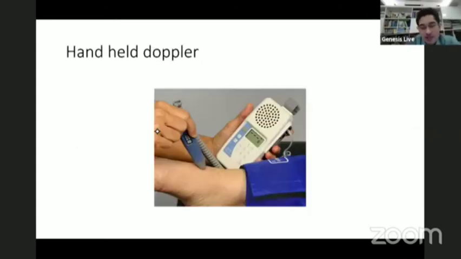Now, investigations, what do we do? Most important, if you're a vascular surgeon and you do a vascular examination, it is very good if you can have a handheld Doppler. This is the best instrument I think you can have. Even if you're not a vascular surgeon, I think you should have it. You can buy it. It's a little bit expensive, but it's quite important to be able to take the pulses.